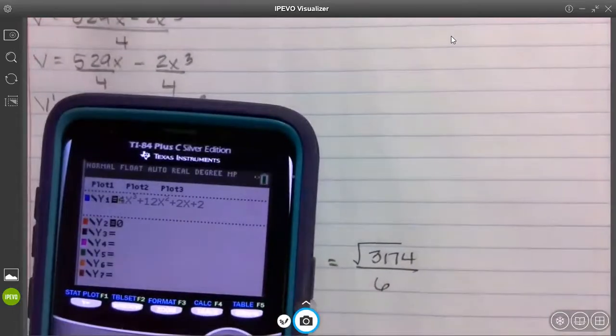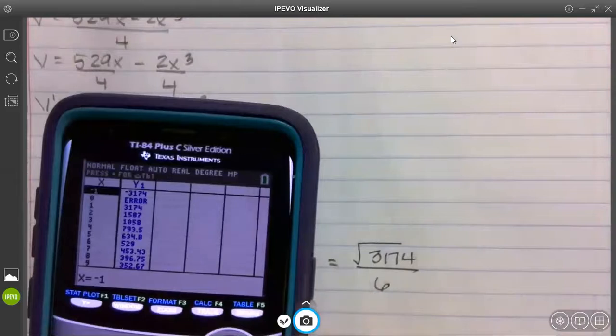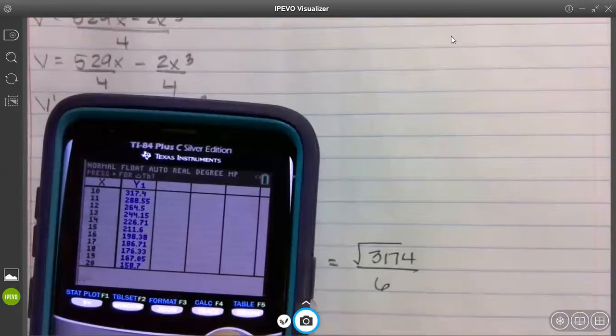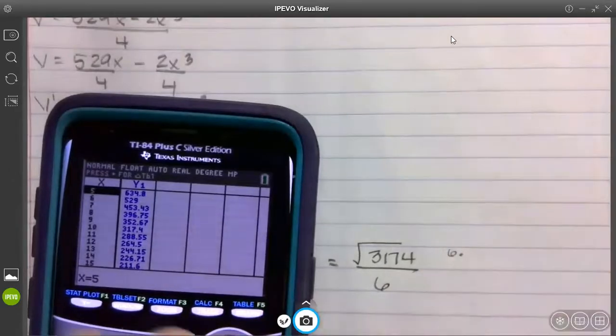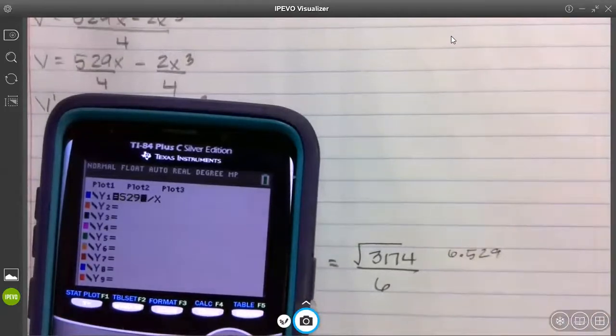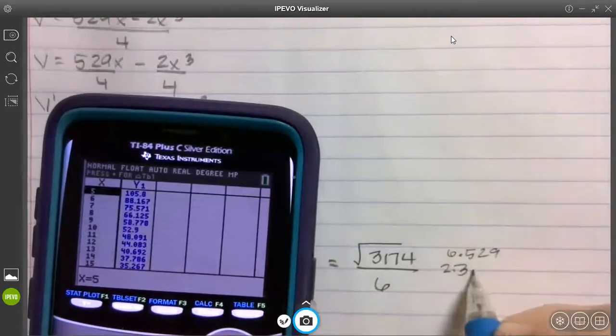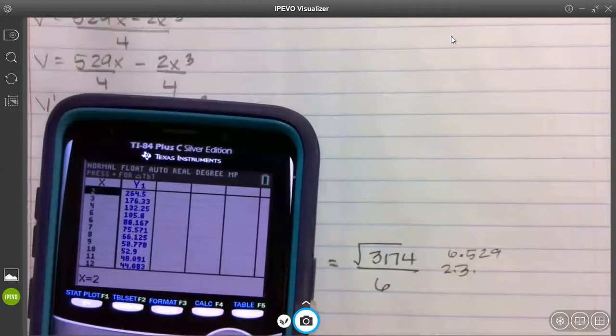So I told you you could use your calculator, clear all this out. 3174 divide x. And look for some factors. There's 6 and 529. That might help you a little bit. We'll go down and see if I see any more. Probably not. All right, so let's do that one. 6 and 529. And then I'm going to try to find factors of 529. So I know 6 is 2 and 3. 529.